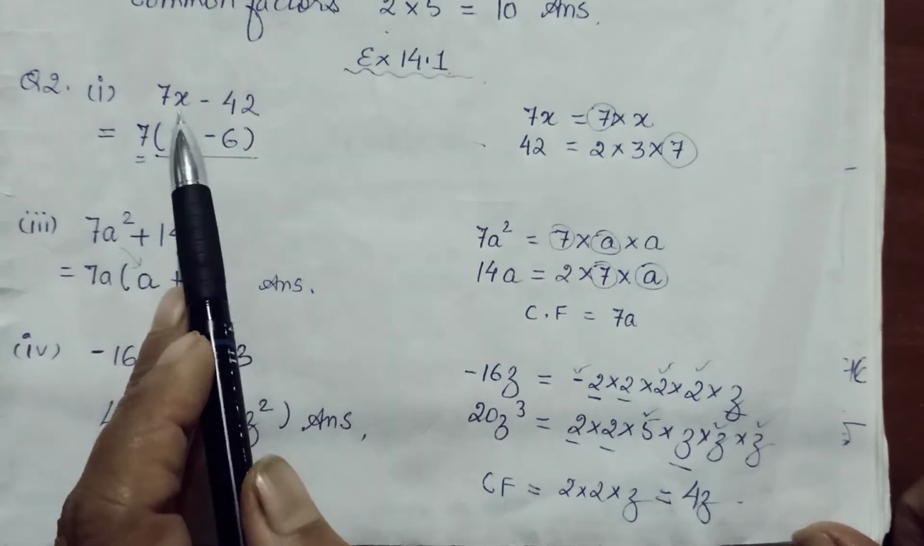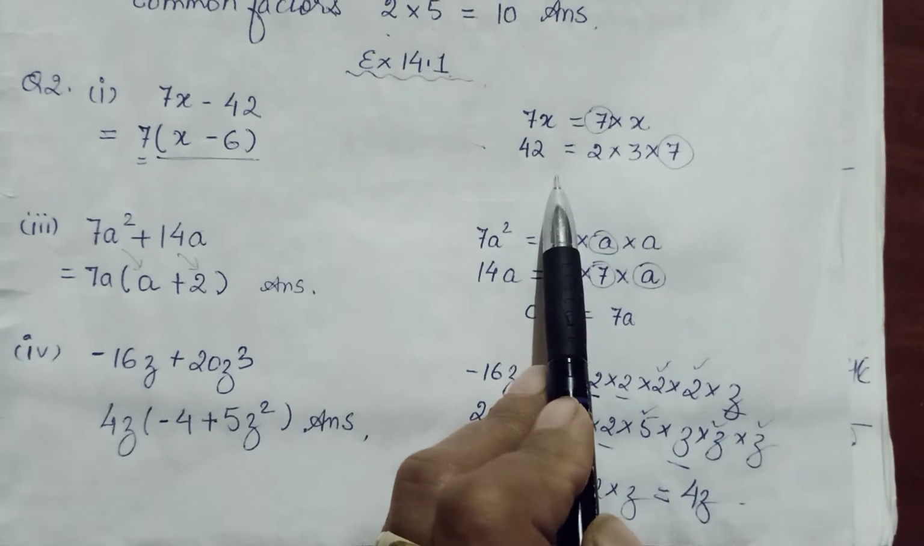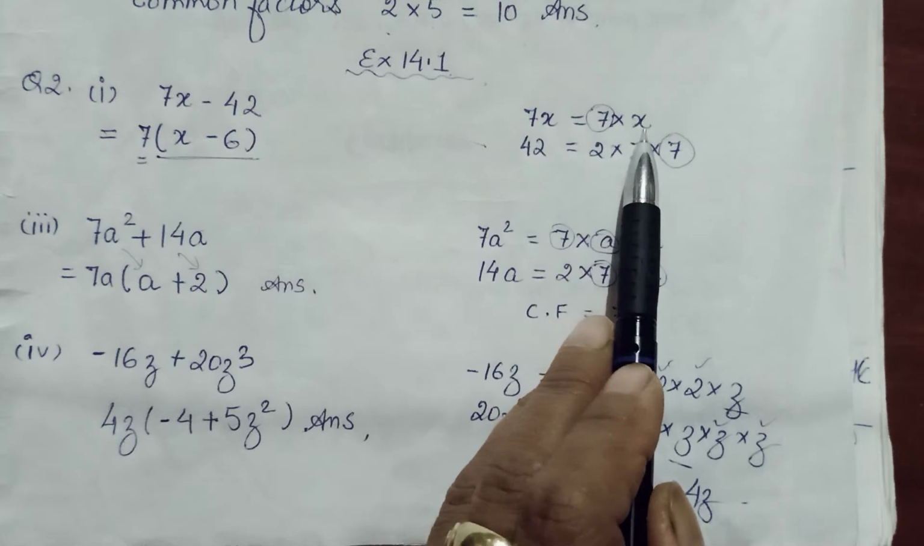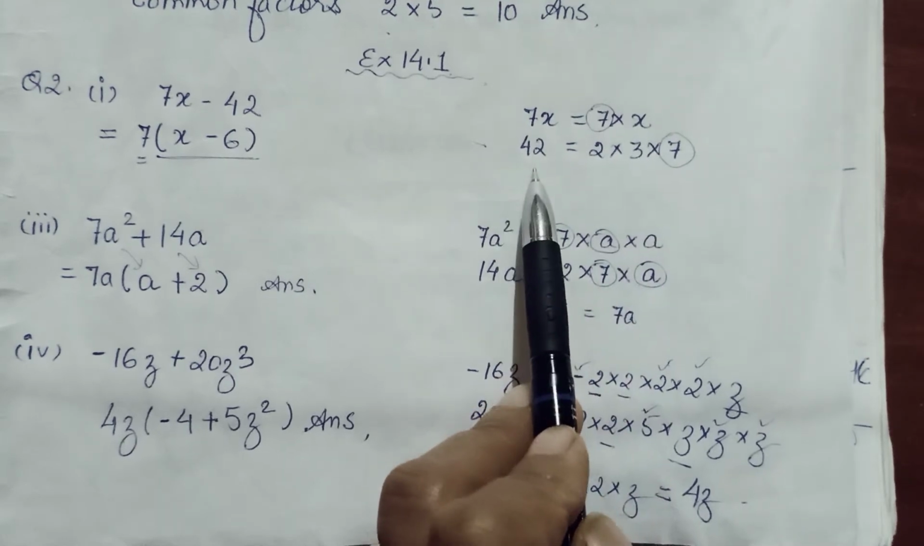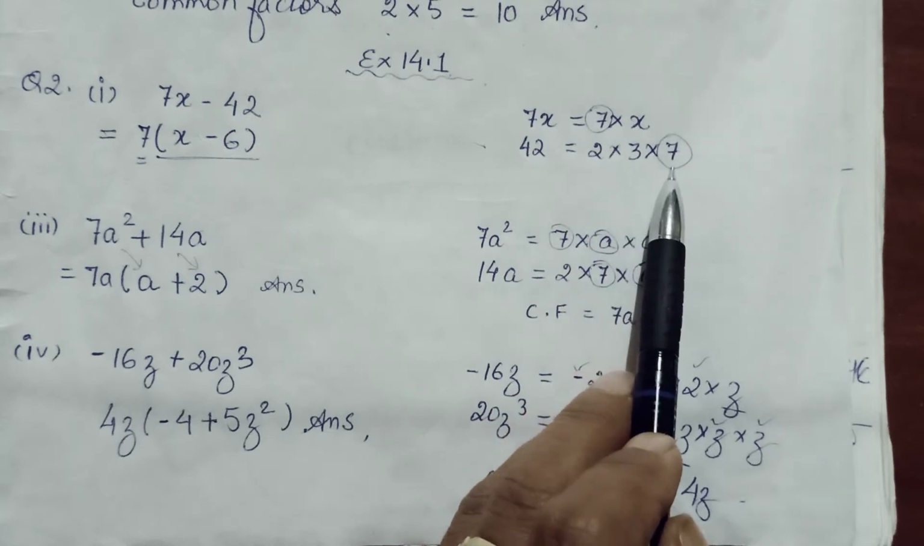So there are 2 terms here. Now we have to see the factors of each particular term, as we've already done in factorizing. The factors of 7x would be 7 and x. The factors of 42 would be 2 into 3 into 7. 3 2s are 6, 7s are 42.